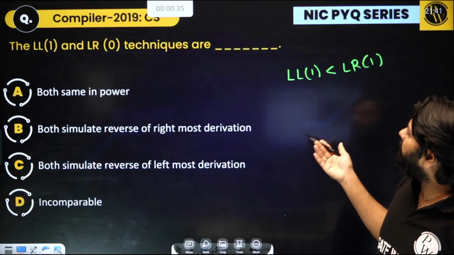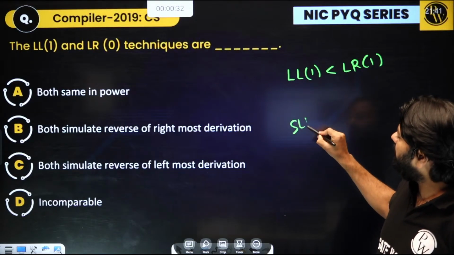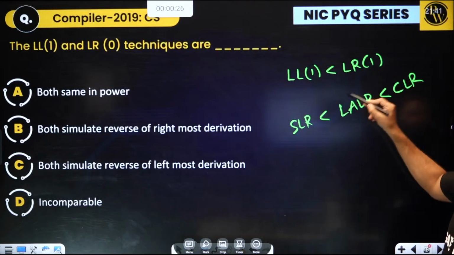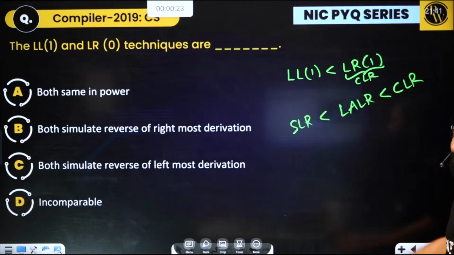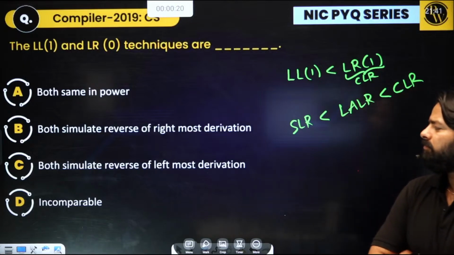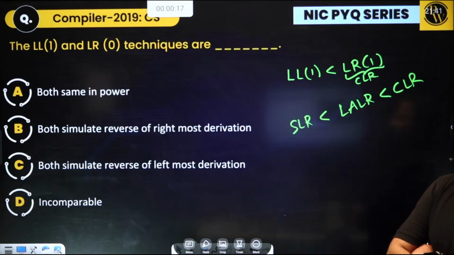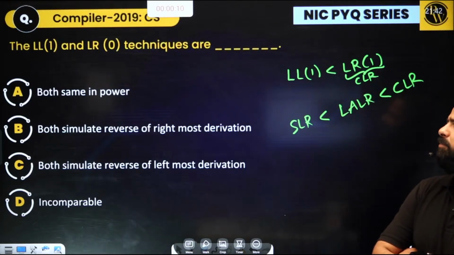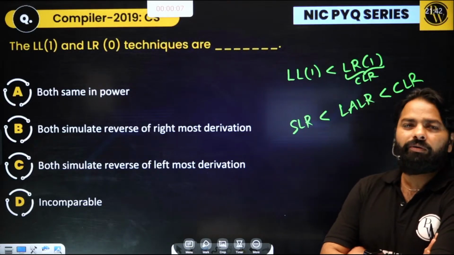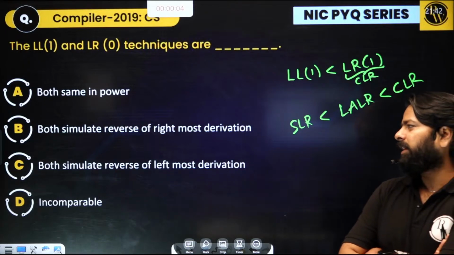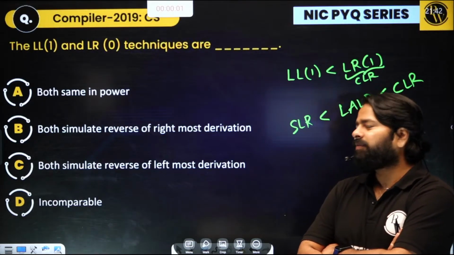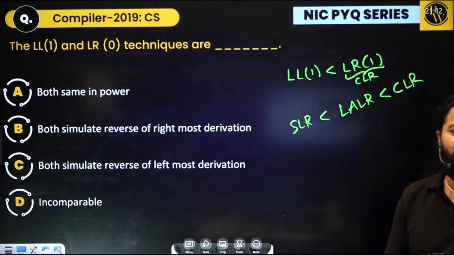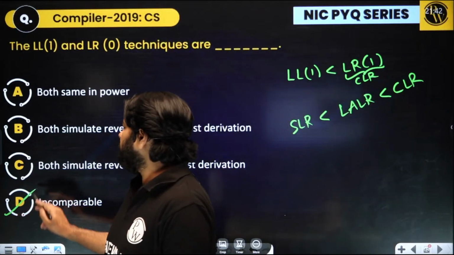And if you want to compare the power between different LR parsers, SLR is less powerful than LALR, which is less powerful than CLR. That CLR you call LR1 basically, or LR2. Many names are there. Both same in power is a wrong statement, no doubt. Both simulate reverse of rightmost derivation: is it true? LL is a top-down parser and LR is bottom-up. Do they really follow the reverse of rightmost derivation? No. Both simulate a reverse of the leftmost derivation? No. So they are actually incomparable. That's a true statement.